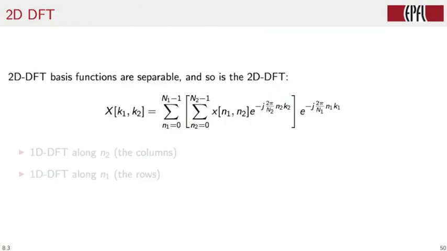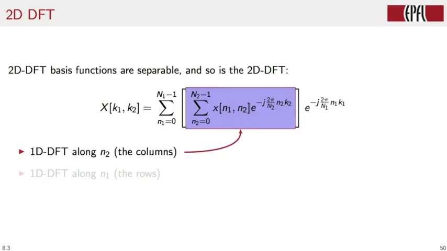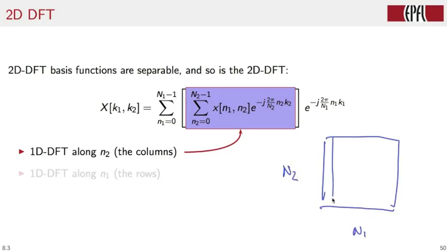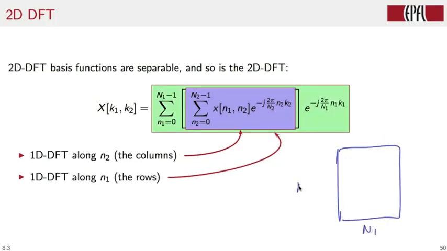The good news is that the two-dimensional DFT basis functions are separable, and so the DFT can be computed in a separable way. In particular, we first compute a 1D DFT along the columns. So if this is our image of size big N1 times big N2, we first compute big N1 DFTs of size N2 along the columns, and once we're done with that, we compute 1D DFTs along the rows.